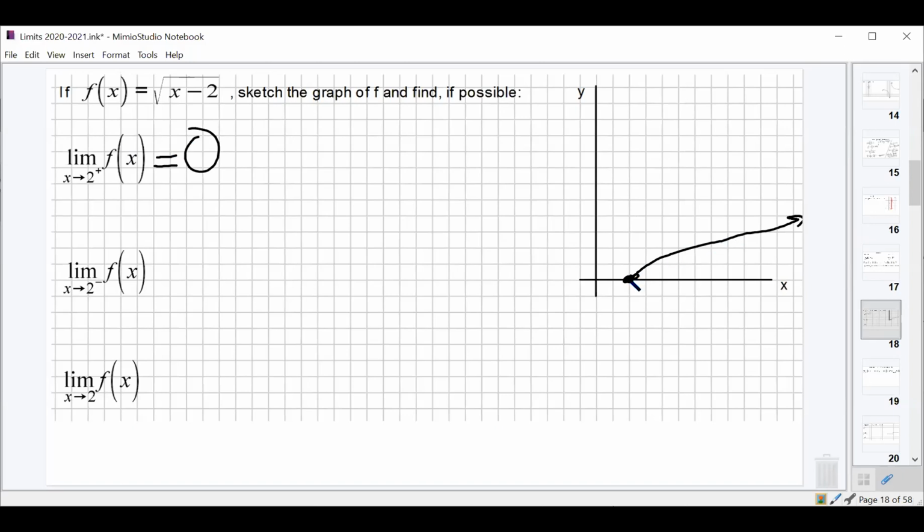What about as I approach 2 from the left, from over here? There's no function, the function doesn't exist there. Right, the function doesn't exist to the left of 2. And since there's no open interval to the left of 2, we say this does not exist. Good or no?